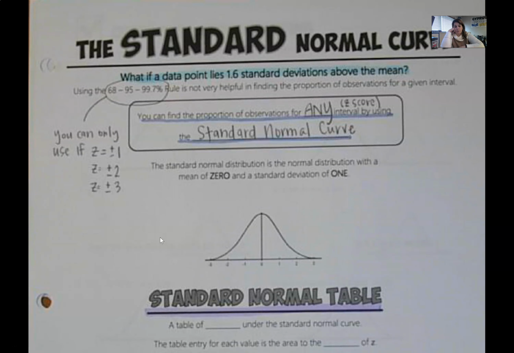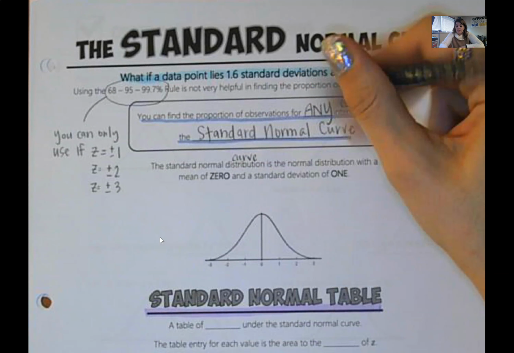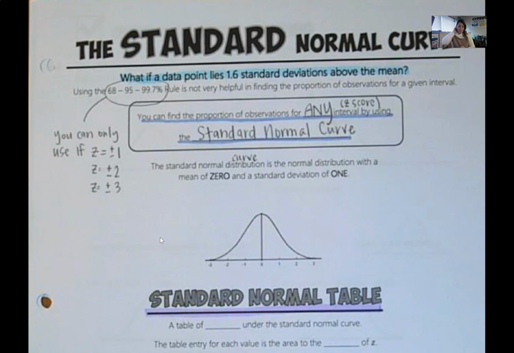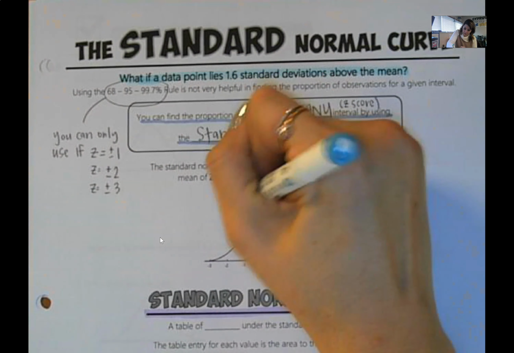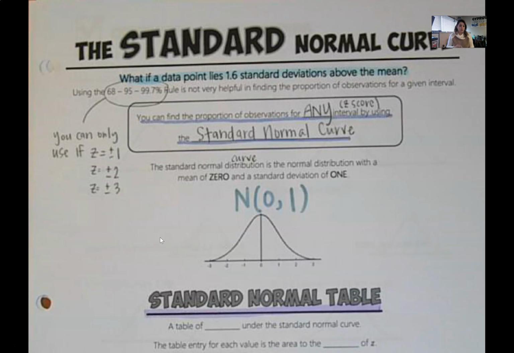So what makes the standard normal curve different from the normal curve for which we use the empirical rule? Well, the standard normal distribution, or the standard normal curve, is just the normal distribution, but it has a mean of 0 and a standard deviation of 1, always. N(0, 1). It is always 0, 1. The standard normal curve always has a mean of 0 and a standard deviation of 1.